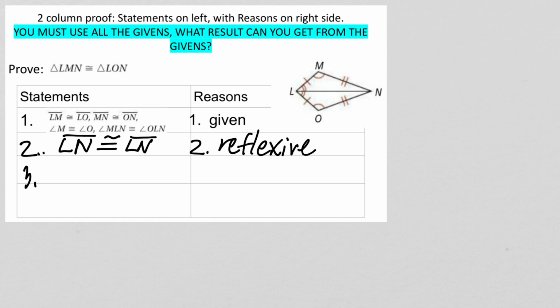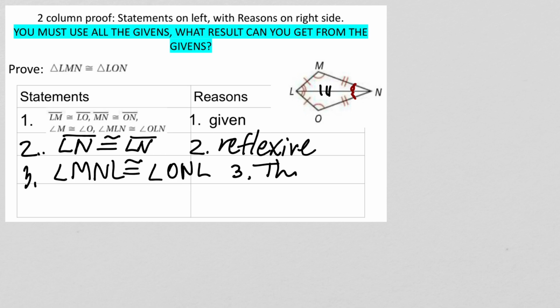All right, last thing that we have to get congruent is the angle. Now, we need to name the angle. Can you name this angle here correctly? That is angle MNL is congruent to, and how about the other one over here? ONL. Now, why are those two angles congruent in this triangle? Because of the third angle theorem.